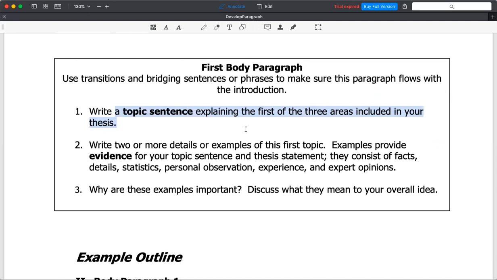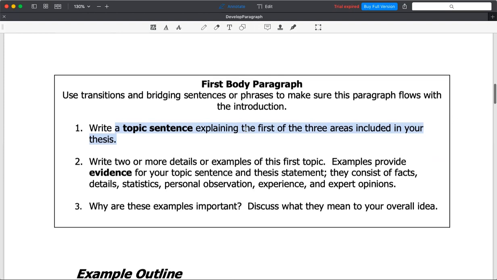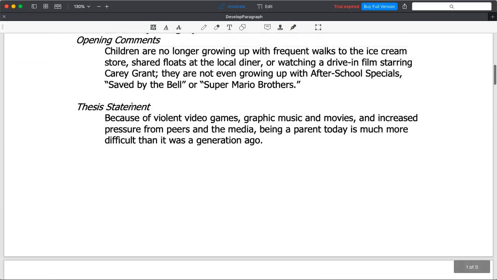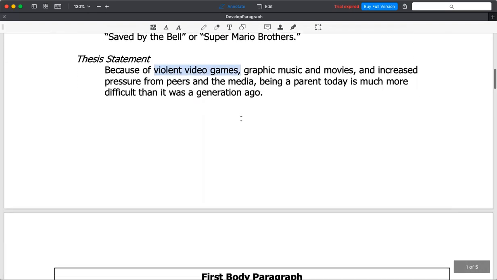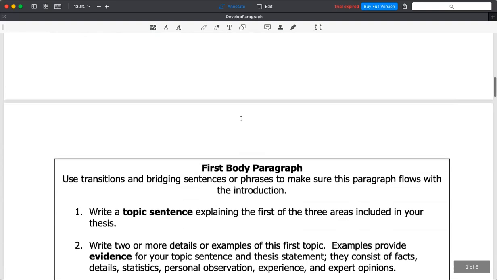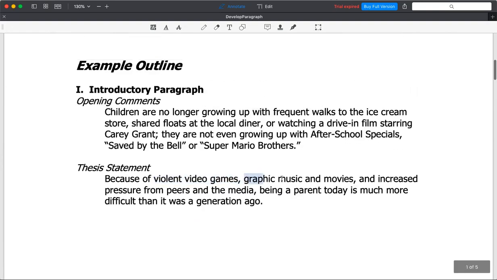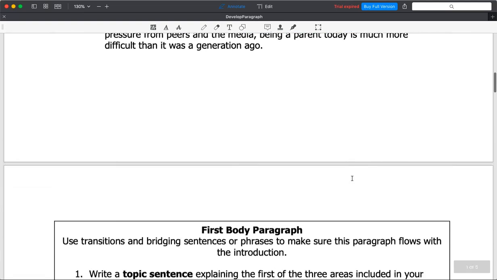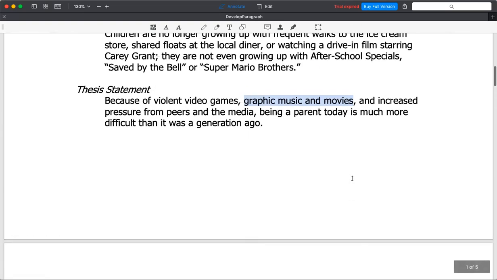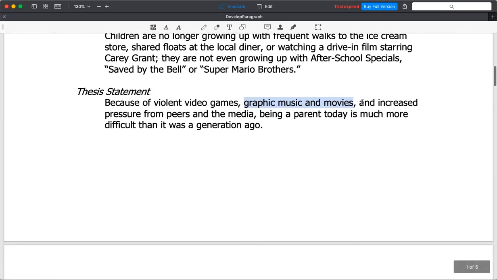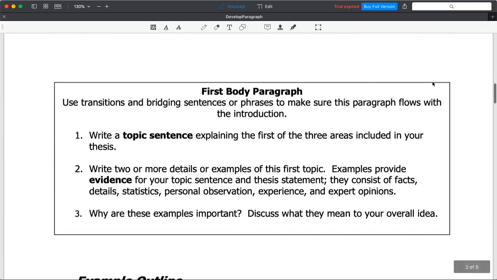It is one single sentence. For example, the first body paragraph that you introduced in the thesis is violent video games, so your first body paragraph topic is violent video games. The second body paragraph is graphic music and movies. So the second body paragraph follows the exact same order that you have in the thesis statement, and the same for the third body paragraph topic. The organization of each body paragraph is identical.